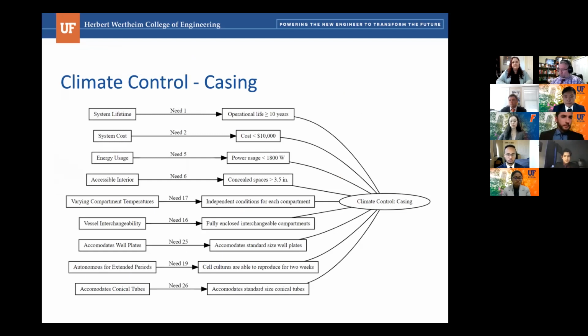Yes, thank you, Mohammed. So for the climate control casing, the first three needs didn't truly drive our design. They affected it in that we wanted to maximize the lifetime and minimize the cost and the energy usage of our casing system, but they didn't drive the design nearly as much as having an accessible interior for cleaning did, or having varying compartment temperatures between it. The system also must be able to hold different well plates and conical tubes, and they must be interchangeable. Finally, the system must also be autonomous. And so in incorporating all this, we were able to come up with our Climatrol casing device.